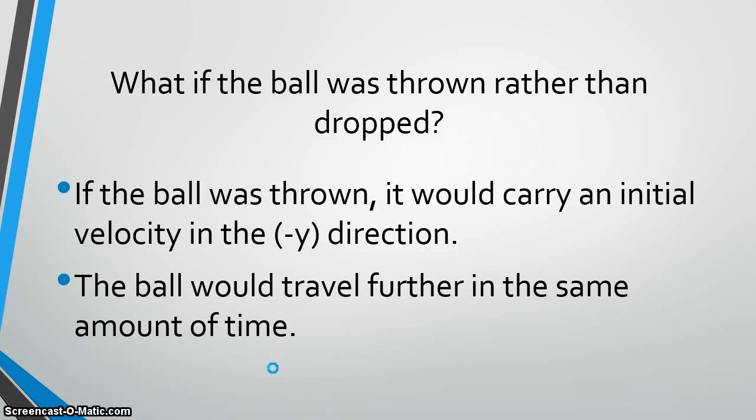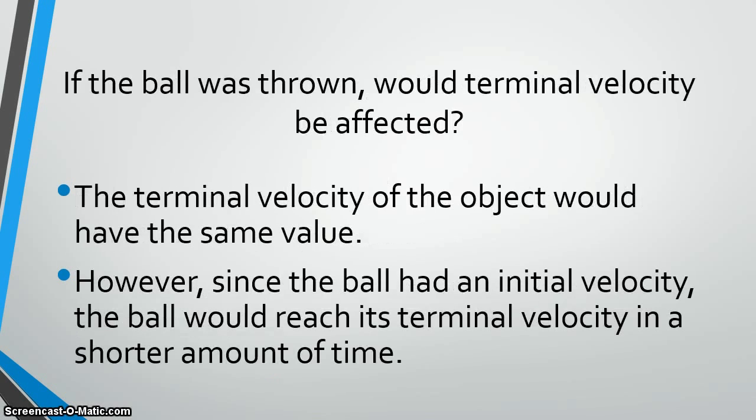So, if the ball was thrown rather than dropped, it would carry an initial velocity in the negative y direction, and the ball would travel further in the same amount of time. But if the ball was thrown, terminal velocity would still have the same value. However, since the ball had an initial velocity, the ball will reach its terminal velocity in a shorter amount of time.